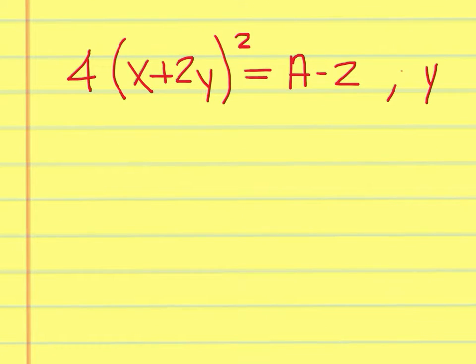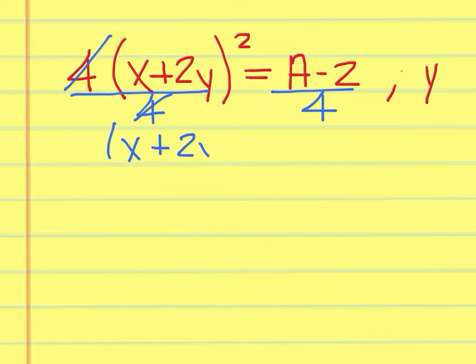To solve for y, we must begin to undo what is around it. So we're going to divide by 4 first to cancel these out and be left with the quantity squared of x plus 2y. On the right, you'll have a minus 2 over 4.